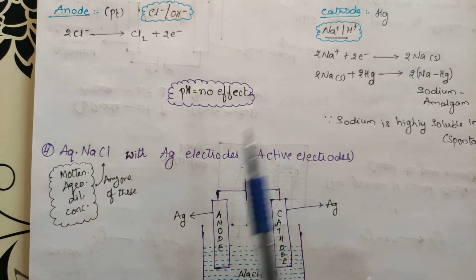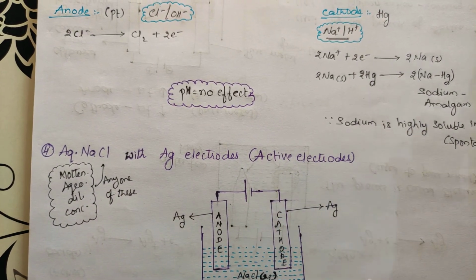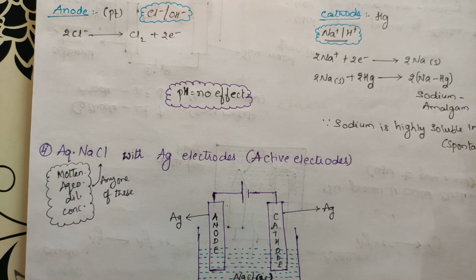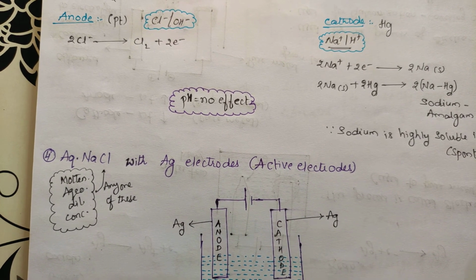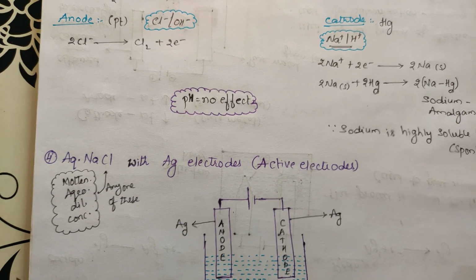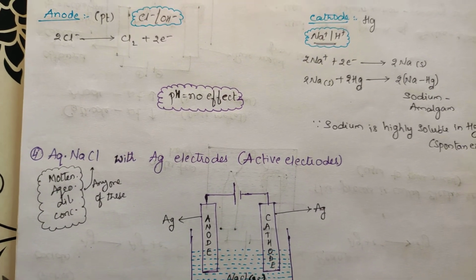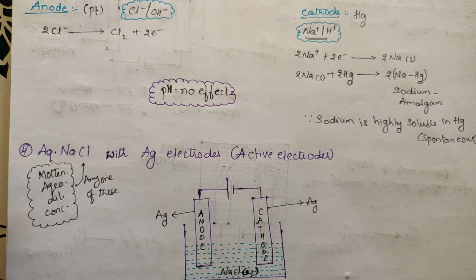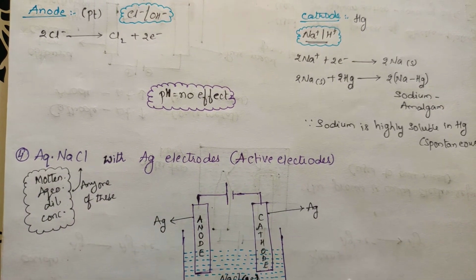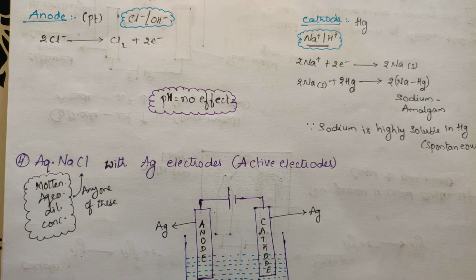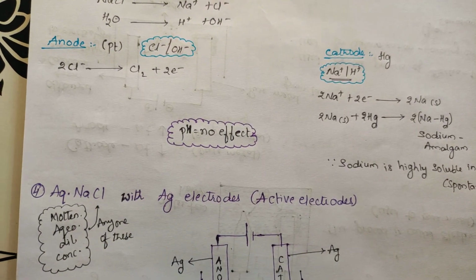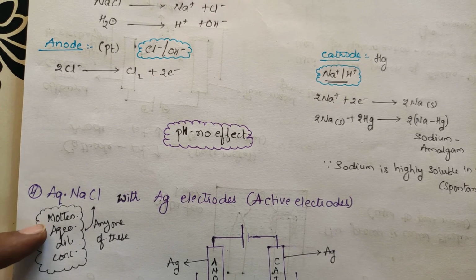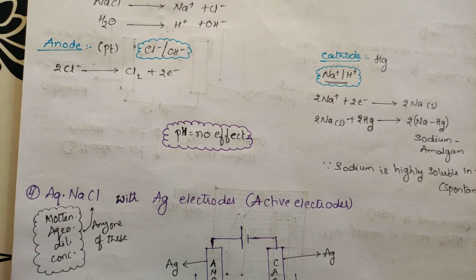Next condition is aqueous NaCl with Ag electrodes. Okay, see, we have taken dilute solution, concentrated NaCl solution. Now concentrated NaCl solution with Hg as cathode. Another condition is aqueous NaCl with Ag electrodes, means silver electrodes. You have taken mercury there. Here it is concentrated only, but here this NaCl may be in any condition. It may be molten, it may be aqueous, it may be dilute, or it may be concentrated.